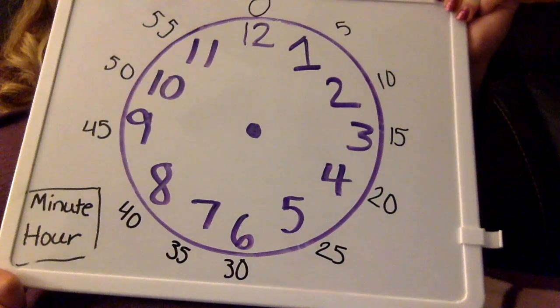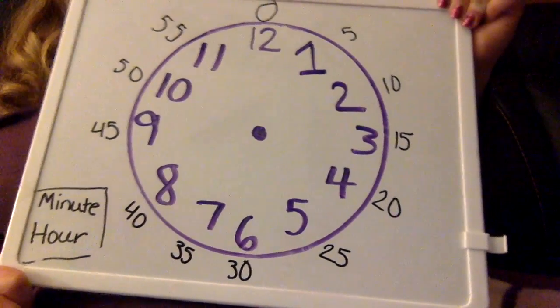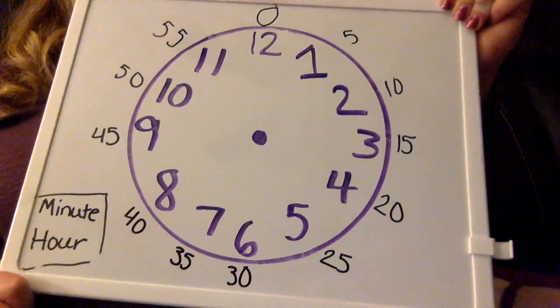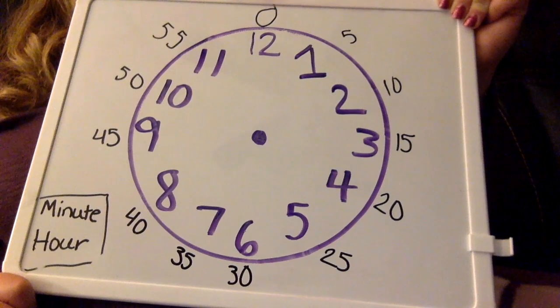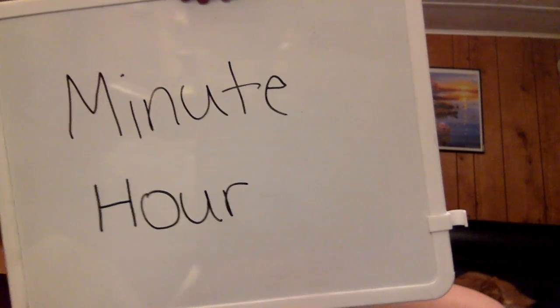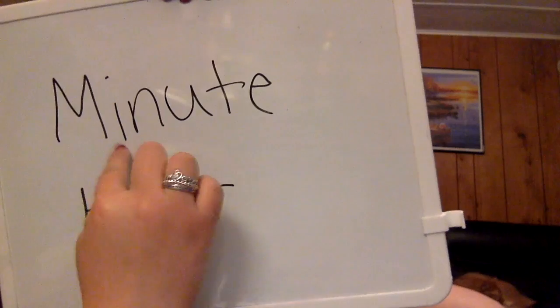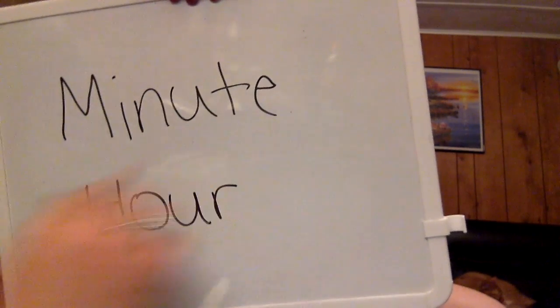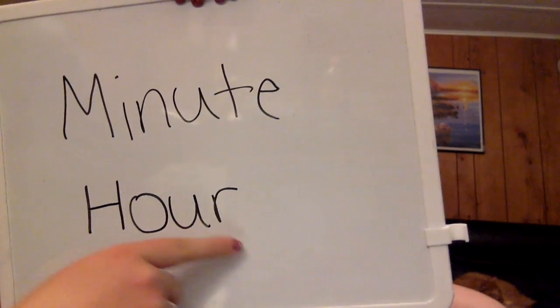Today we will learn how to tell time on an analog clock. It is important to note that the minute hand is longer than the hour hand. You can remember this by looking at the amount of letters in the words. The word minute has 1, 2, 3, 4, 5, 6 letters, whereas the word hour only has 1, 2, 3, 4 letters.